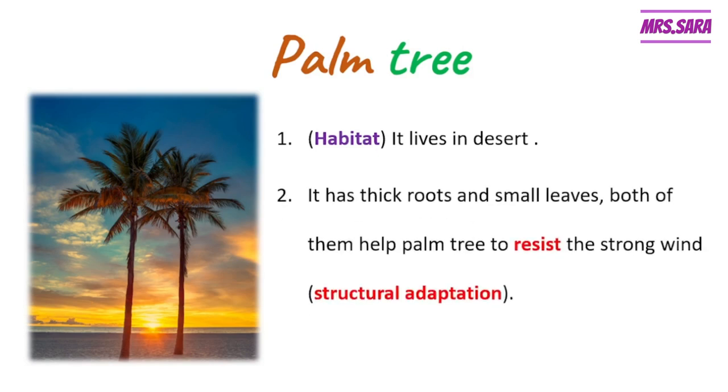It has thick roots and small leaves, as you can see. So it has thick roots and small leaves. Why? That helps the palm tree resist the strong wind. We have in the mangrove tree strong roots that help it resist the water waves, right? Here the thick roots of the palm tree help the tree resist the strong wind. Okay, so this is the structural adaptation of the palm tree. The palm tree has thick roots and small leaves. Super. Both of them help the palm tree resist the strong wind.